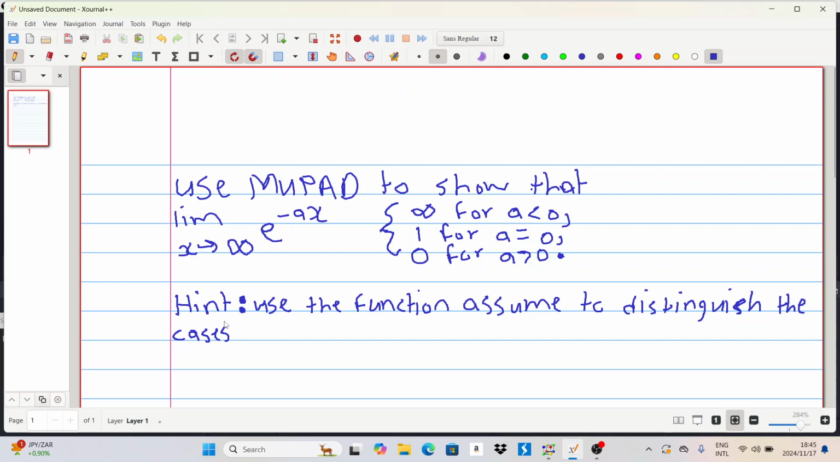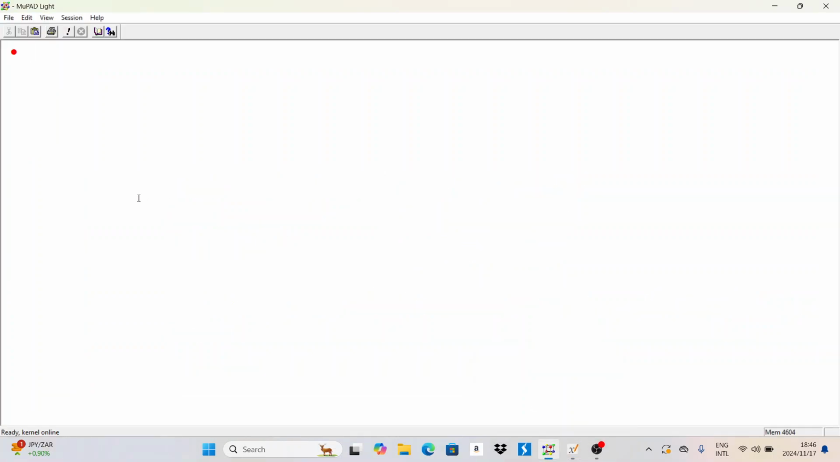So they are giving us a hint here. Hint: use the function assume to distinguish the cases. Okay, fine. So they've given us a hint of what to use. Let's go straight ahead to MuPAD. Now we are here on MuPAD because they say we use assume. So we're going to say assume.